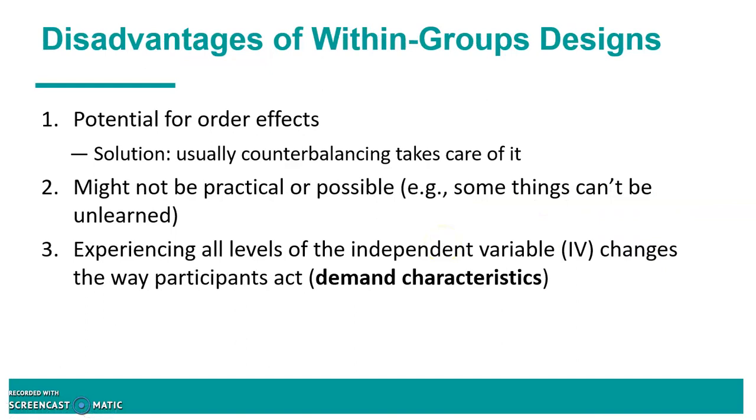So some disadvantages, as we mentioned, there's the potential for order effects. Sometimes it's not possible to have a within groups design, because some things can't be unlearned. And sometimes experiencing all levels can change the way participants act. If you have multiple exposures to something, if you're employing deception and you don't want participants to actually know what the purpose of the study is, if they're exposed to the same thing over and over again, they may start to get more suspicious, and that might cause them to act differently. So that's what's called demand characteristics.